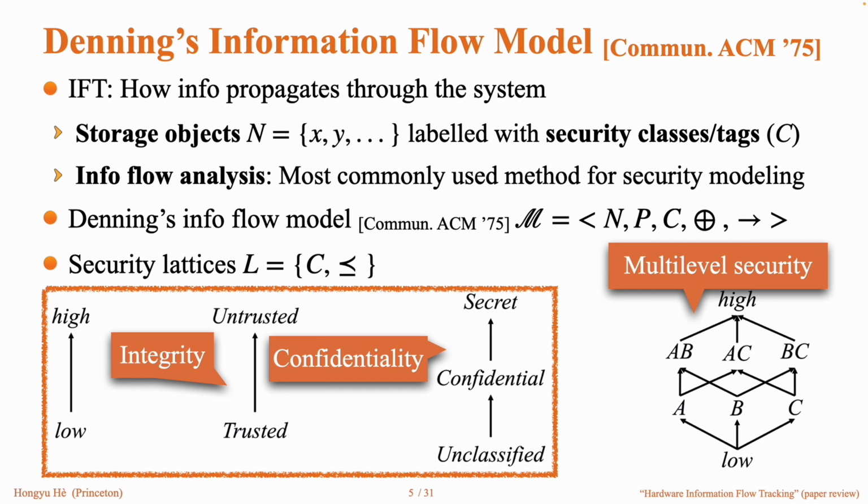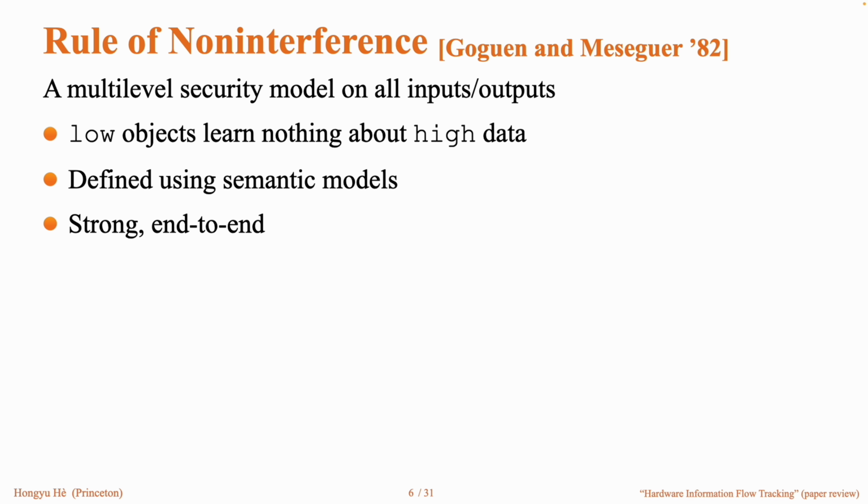One very important, interesting concept is this non-interference model. It's a multi-level security model operating on all combinations of input and output. It says that the low object can never learn anything about the high data, and it's defined over semantics. So we can't reason about non-interference just by eyeballing the structure of the HDL code or the gates; we need to reason about the behaviors of our circuits. And it's end-to-end, it's very slow.